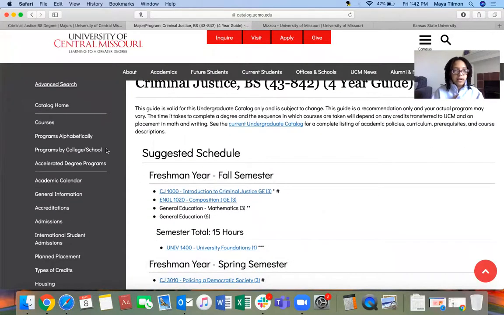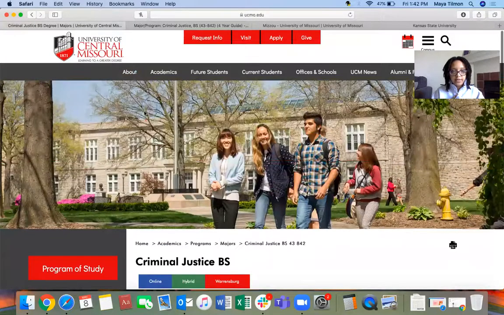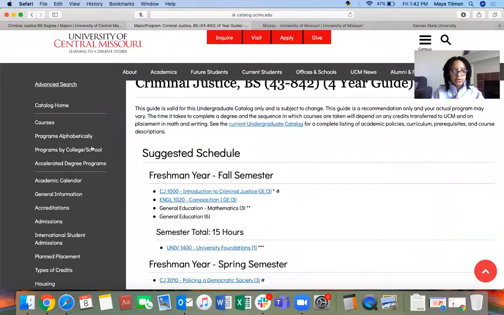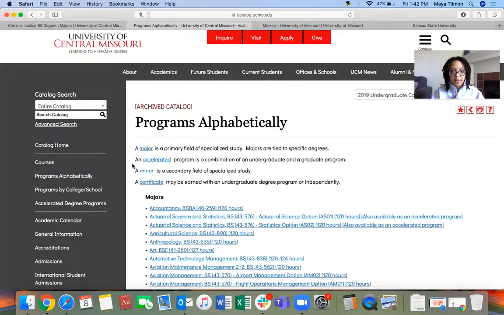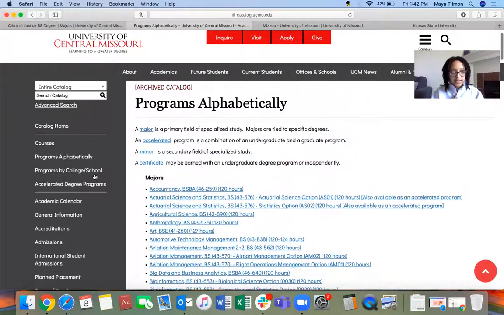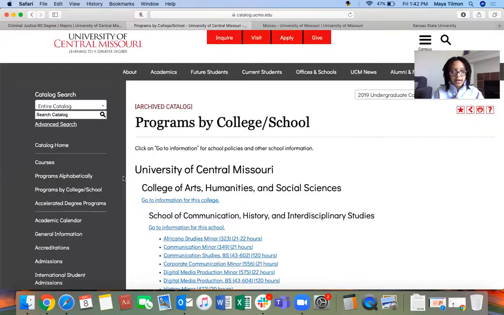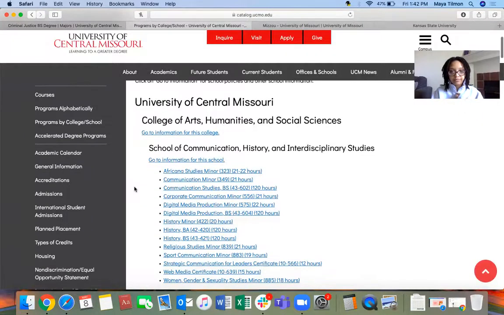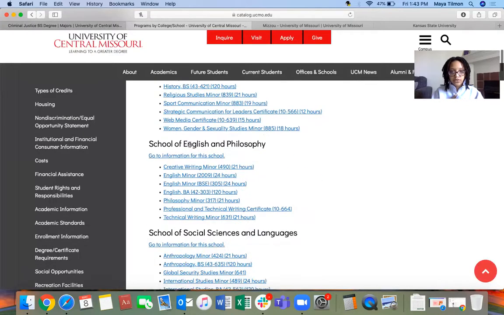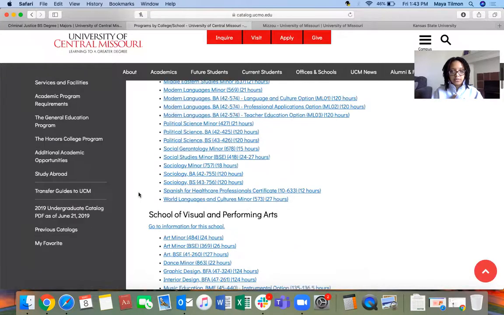Another cool thing on theirs is if you didn't want to go through the first academic page that we went to that listed all the majors, you could also go to the catalog, and then you can find all their majors listed in alphabetical order. So say you were looking for something else, you could look at it that way, or you can look at it by the college or school. So in the School of Communication, boom, here's all those majors. The School of English, there's all those majors, and so on.